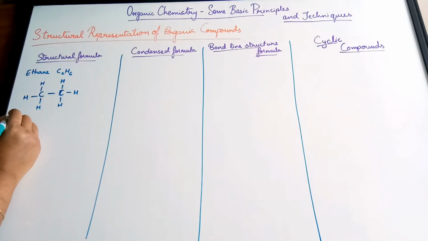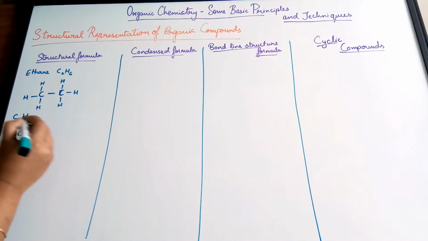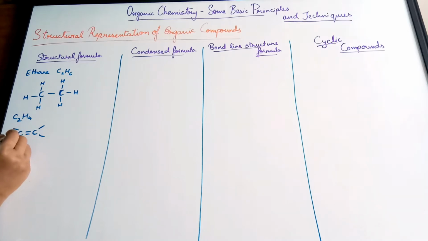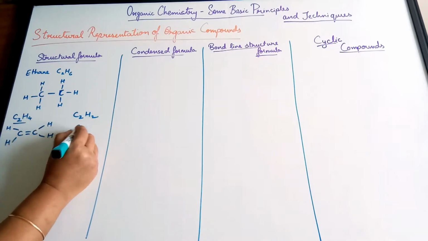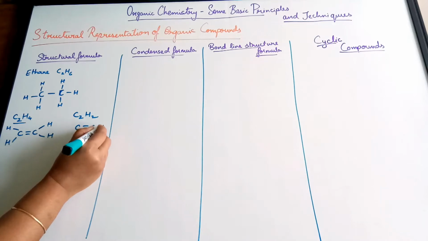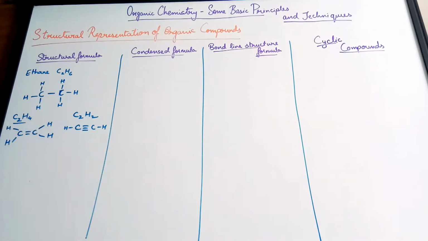In case of ethene, its molecular formula is C2H4. So C double bond C, ethene, right? So it has the double bond, an alkene. And then in case of ethyne, it will have a triple bond. So CH triple bond CH. So in our structural formula, we are representing all the atoms in the molecule.